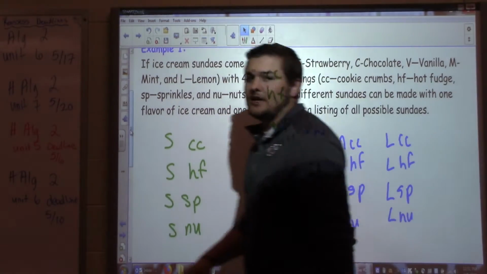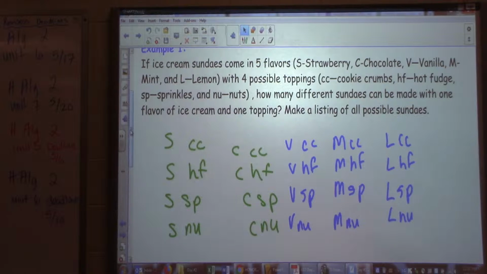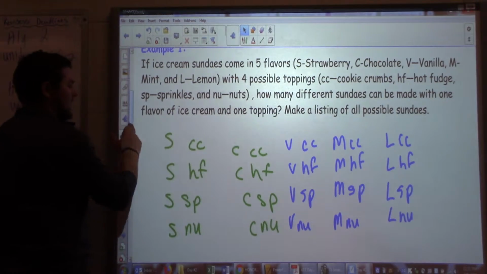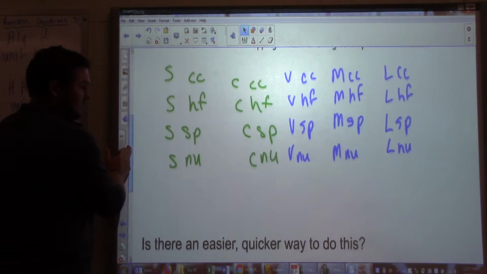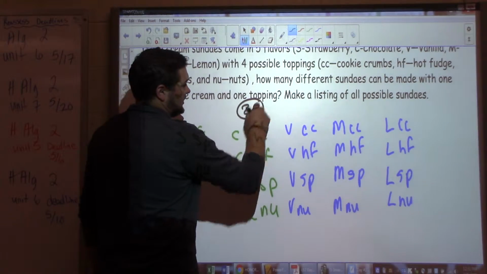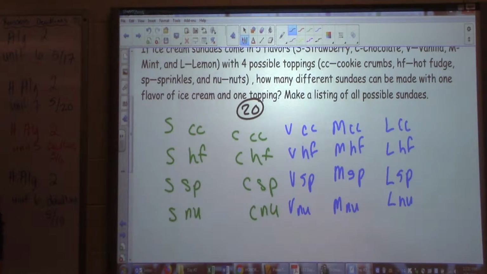Right? So just writing out all the different combinations. How many different combinations did I come up with? 20, right? We did 1 flavor of ice cream with 1 topping. We should have got 20 different combinations, right? 20 where there's 1 ice cream and 1 topping. But do we want to do that all the time? No. How do you do it quicker then?